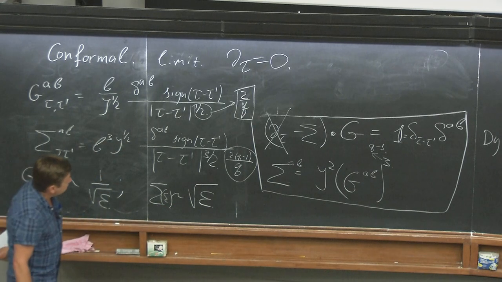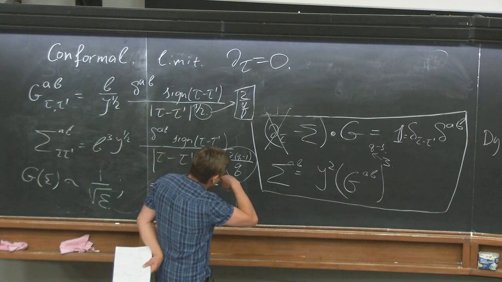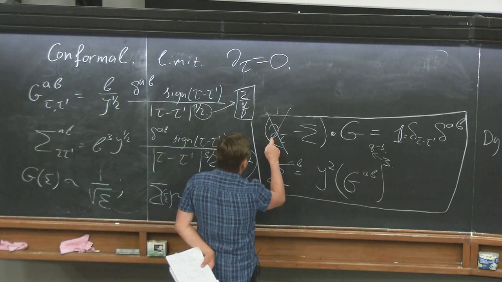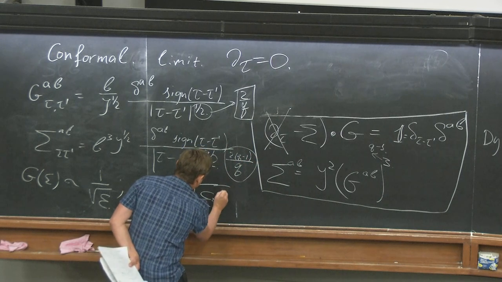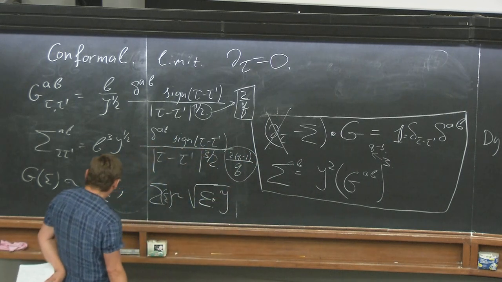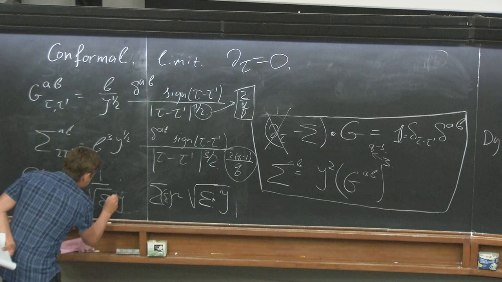So now you understand that this conformal idea is actually not such a bad thing. So this thing, it's actually epsilon times j. And that's also epsilon times j.